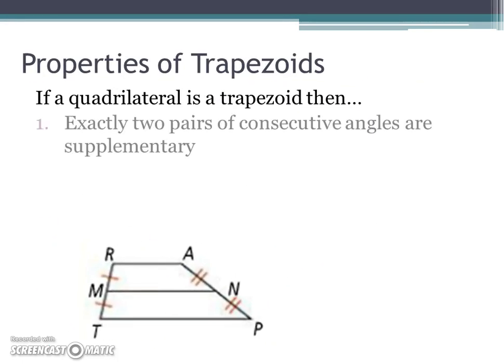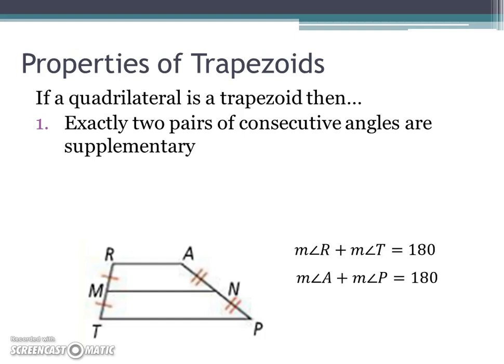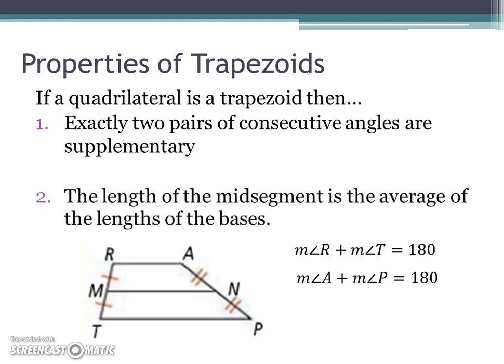First, a trapezoid has exactly two pairs of consecutive angles that are supplementary. The base angles are not supplementary. The pairs of angles that are on the typically left side and right side of the trapezoid will be consecutive, and they add up to 180. So here angle R and angle T add up to 180, angle A and angle P add up to 180.